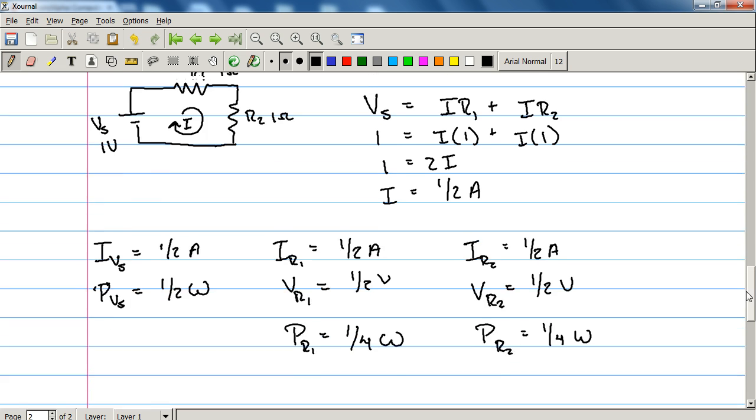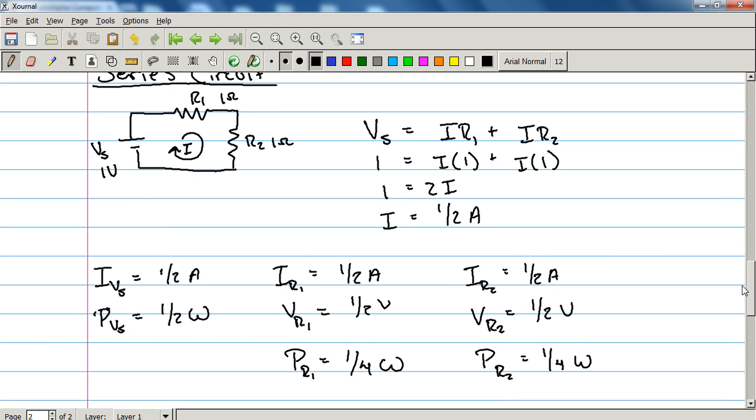So here we can see some of the things I talked about and some of the things you should remember from previous lectures. In a series circuit, the current through all of the components on the loop is the same. The sum of the voltages should be the same, so the voltage supplied, 1 volt, should be the sum of these voltages. It is in fact 1. And the power consumed should be the same as the power delivered. 1/2 watt is the same thing as 2 times 1/4 watt. So everything holds.